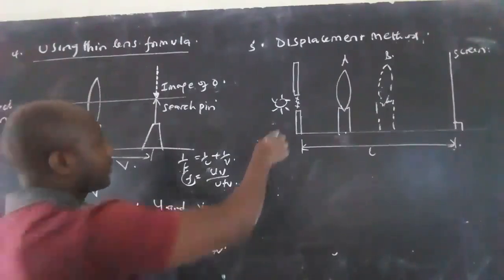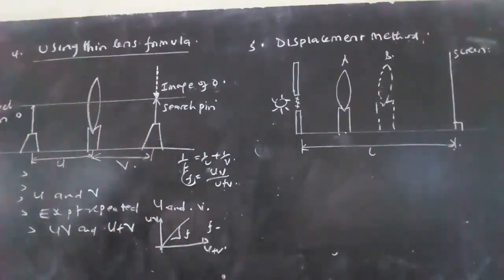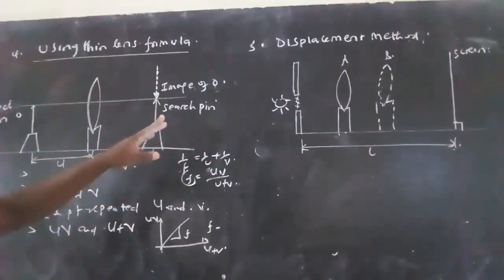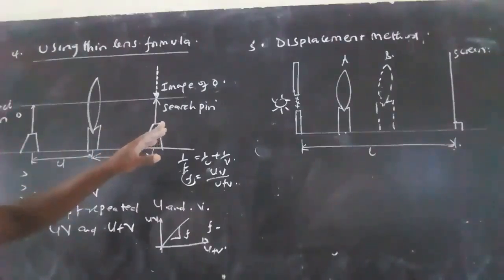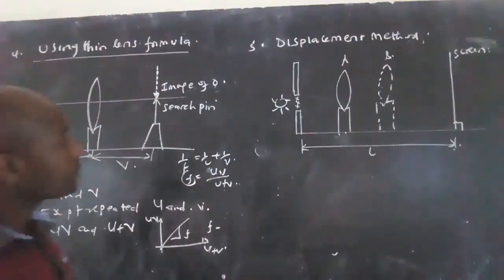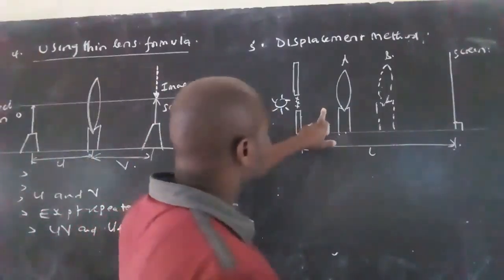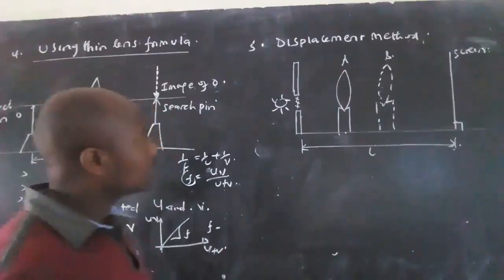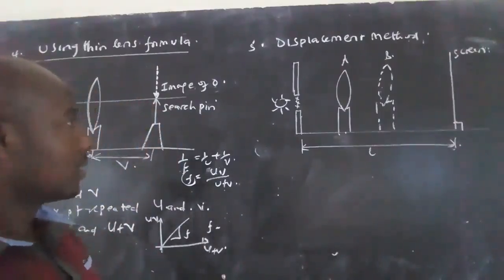So in this case we shall say an illuminated object O is placed behind the crossing wires. Or we can say an illuminated object O is placed behind the hole in the screen. Then the convex lens is moved towards the screen until a magnified image is formed.